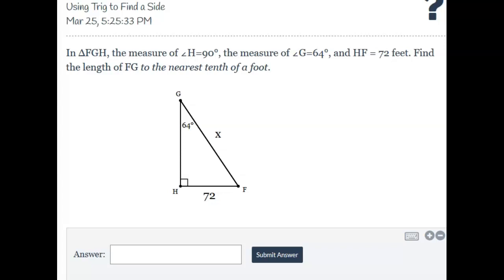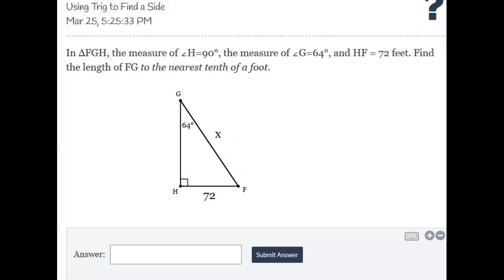All right, so first one, let me just draw this here. Sorry, you know that I'm not an artist. I'm just doing my best here. Let's see, so this is 64 up here. This is G, this is H, this is F. And this is 72 down here.